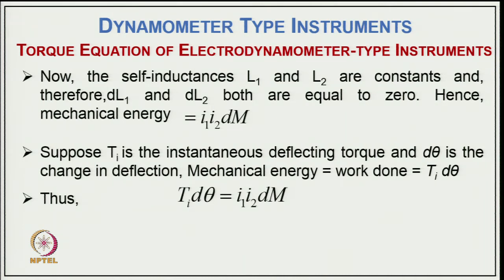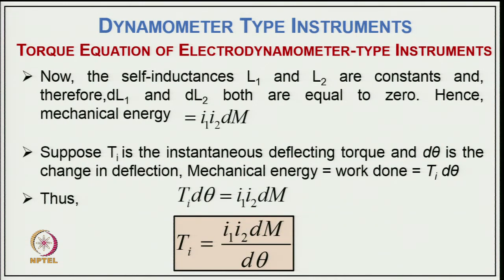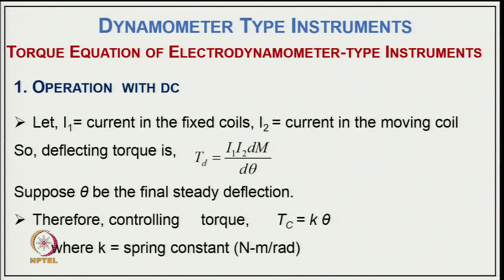Suppose Ti is the instantaneous deflecting torque and dθ is the change in deflection. So, mechanical energy equals work done, that is Ti dθ = I1 I2 dM, and so Ti = I1 I2 dM/dθ. Now, coming to operation with DC, I1 is the current in the fixed coil and I2 is the current in the moving coil. So, the deflecting torque is Td = I1 I2 dM/dθ.